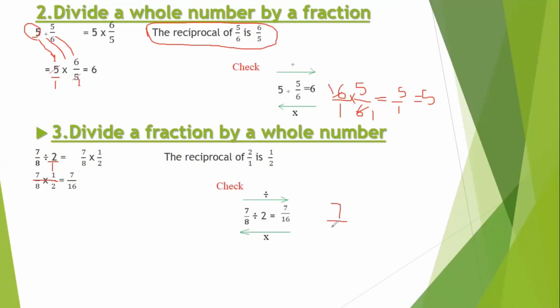Let's multiply 7 out of 16 by 2/1. Divided 2 equal 1, divided by 2 equals 8. So it will be 7 times 1 equals 7. 8 times 1 equals 8. It's the same fraction.